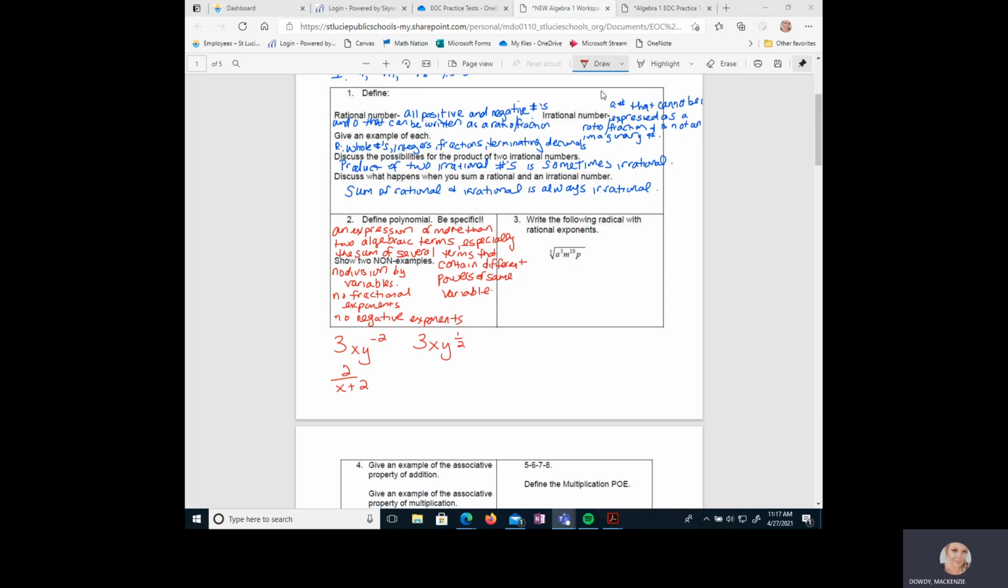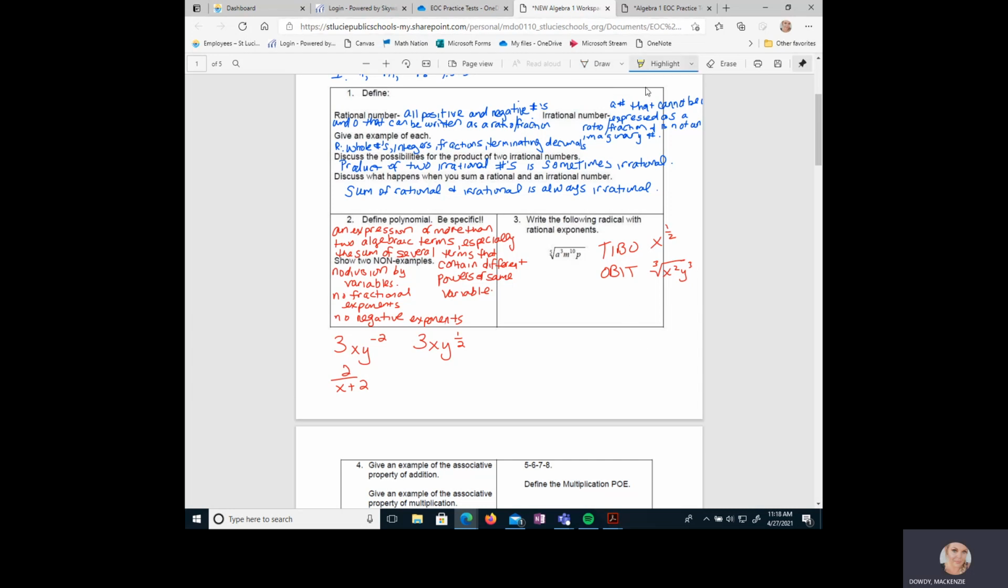Number 3, they want us to write the following radical with rational exponents. So this is where we are going to use TYBO and OBIT. Top in, bottom out, out, bottom, in, top. So TYBO is when you have, say, a variable and a fractional exponent. OBIT is when you have a radical with numbers inside.